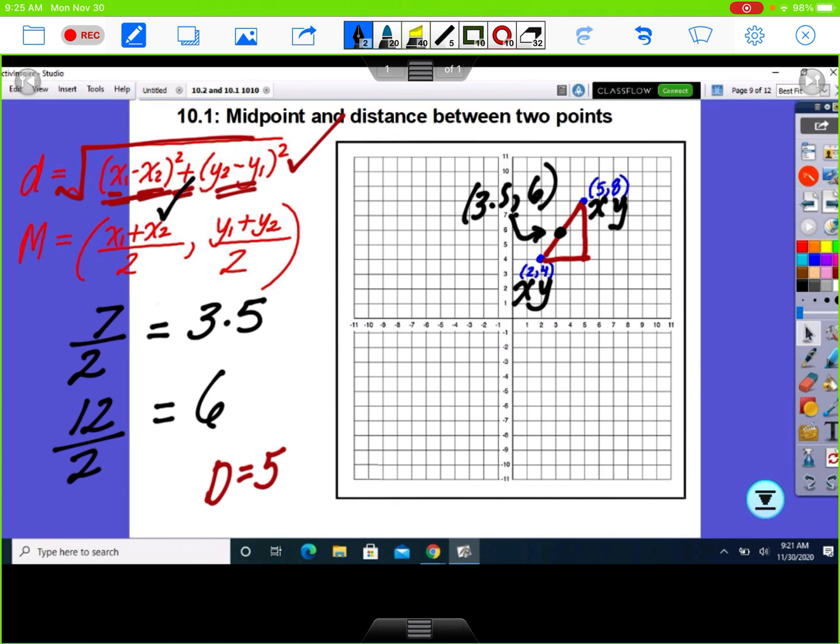Go start at 0. Go 3.5 units. That does look about halfway. Up 6. Yep, looks good. Everybody see? Now, another way to think of it that some people might find easier.